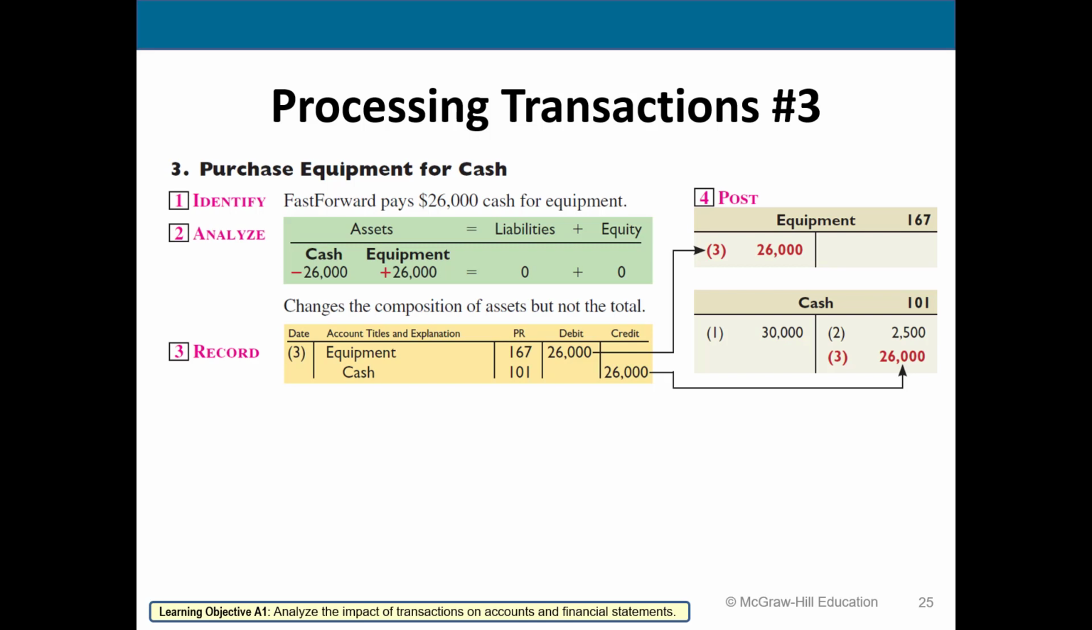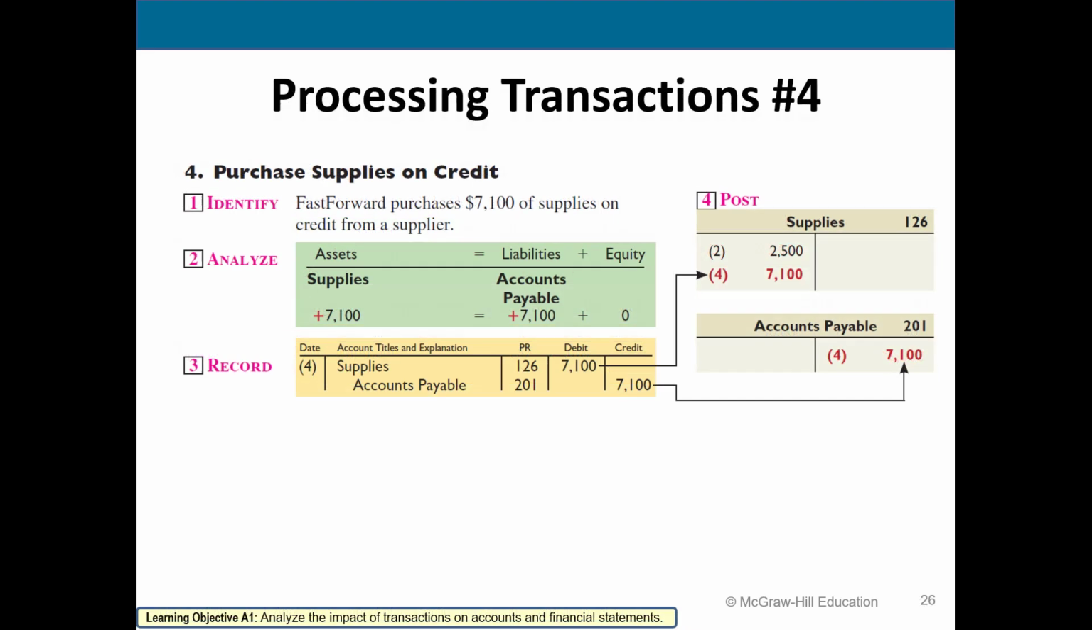Here we purchased equipment for cash, so debit equipment, credit cash. We're increasing equipment and we are decreasing the cash account. Here we purchase supplies on credit, so debit supplies to increase it, credit the liability, accounts payable, also increased because liabilities are increased with credits. So we're increasing supplies and we're increasing our liability, accounts payable.